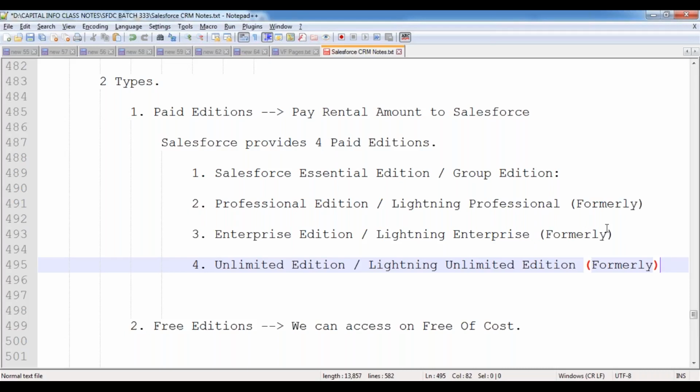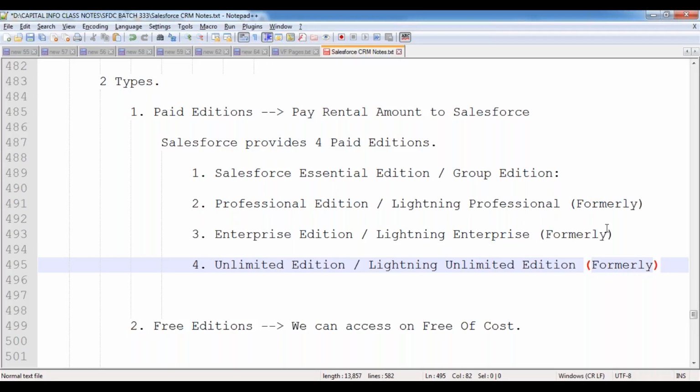These are the 4 types of editions available as part of paid accounts from Salesforce. First is Salesforce Essential Edition, previously called Group Edition. Second, Professional Edition, previously Lightning Professional. Third, Enterprise Edition, previously Lightning Enterprise. And fourth, Unlimited Edition, previously Lightning Unlimited.